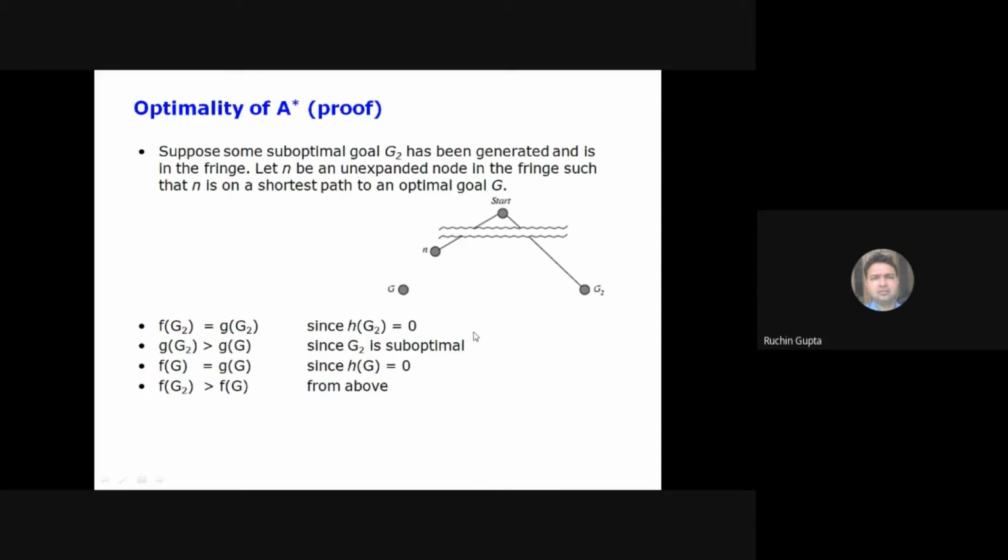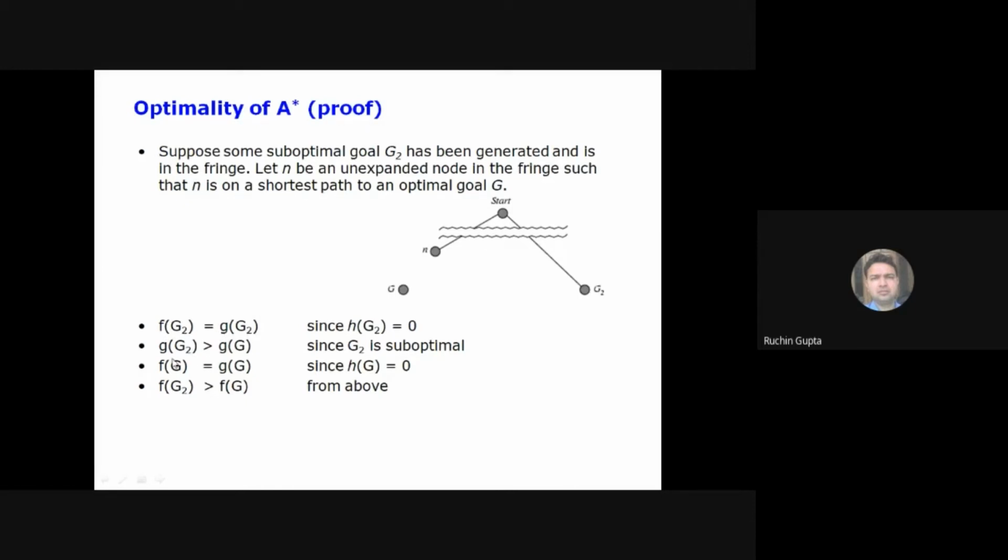Now we find out these properties. F(G2) will be g(G2) plus h(G2). We are saying that G2 is another suboptimal goal which is available on some other path in this search tree. So why will h(G2) be 0? Because h(G2) is the distance or the cost from G2 to G2, so this will of course be 0. We know that f(n) is g(n) plus h(n), so f(G2) is g(G2) plus h(G2). So that's why we get f(G2) equal to g(G2).